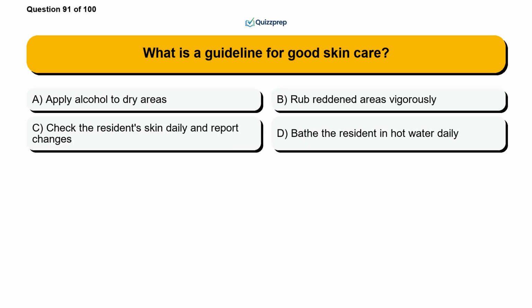Question 91. What is a guideline for good skin care? Option A, apply alcohol to dry areas. Option B, rub reddened areas vigorously. Option C, check the resident's skin daily and report changes. Option D, bathe the resident in hot water daily.